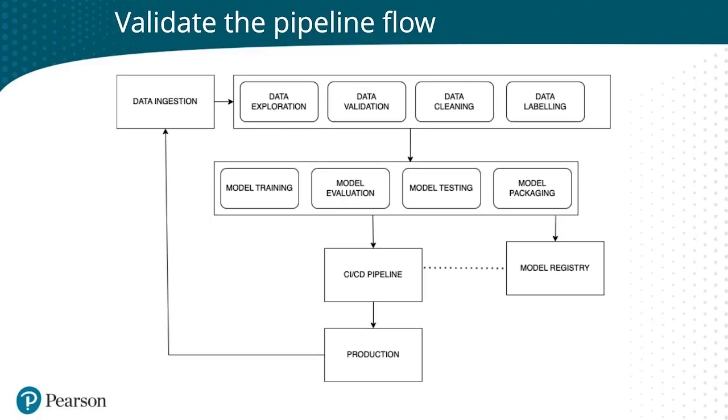And it doesn't have to be anything crazy. It can be something simple like this. This is a very simple MLOps pipeline. So we have our data ingestion, which comes from production. So we have fresh current data. Then we do our exploration, any data validation, the cleaning, the labeling. We do all of our data handling in that box right after data ingestion.